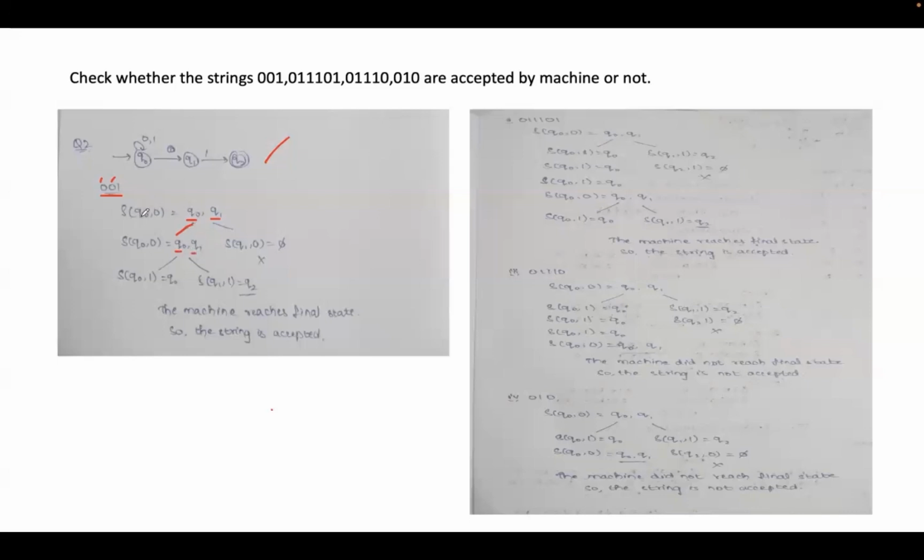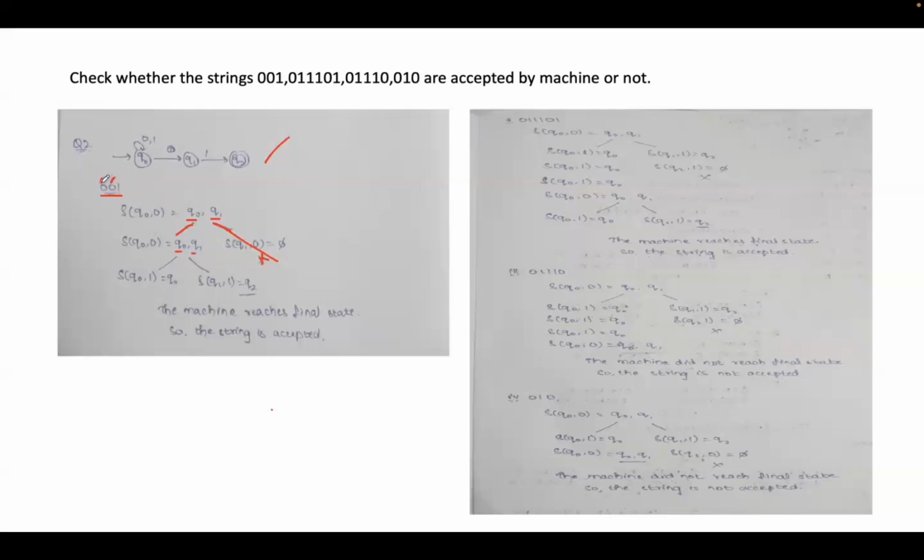Say for example, if Q0 on 0 is moving to Q1 and now we need to check the second input symbol, then Q1 on 0 there is no path, so we'll get phi. So there is nothing in this case. We can't follow this path. You need to check in this way only. Now again Q0, Q1, two possibilities like before.